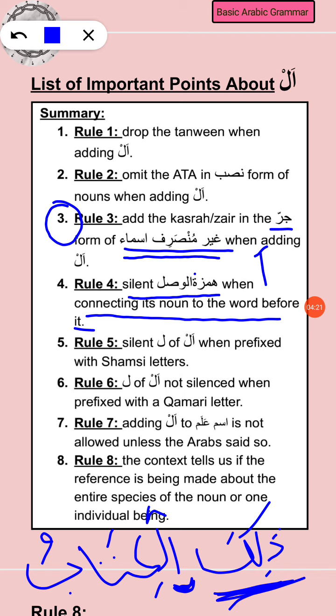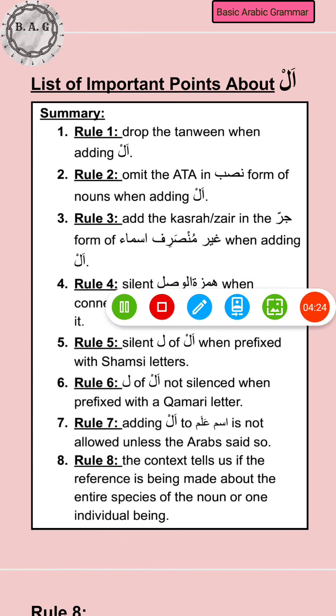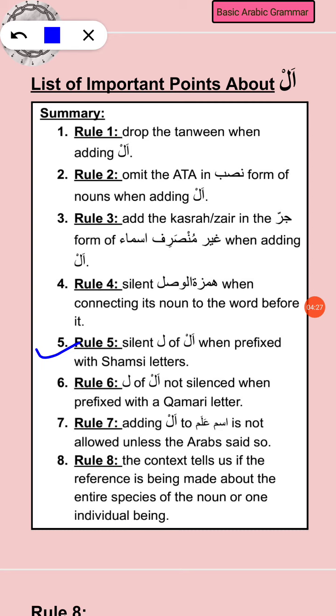Now the next point is the silent lam of al, the silent lam tarif of al when prefixed with shamsi letters. So what were the shamsi letters? Anything that is not included in the acronym haq ka khaf ajab gham hai. Any letter that is not included in this acronym is a shamsi letter. And what do shamsi letters do? They kill off the sound of this lam tarif, therefore the lam becomes silent. So we know this rule as well.